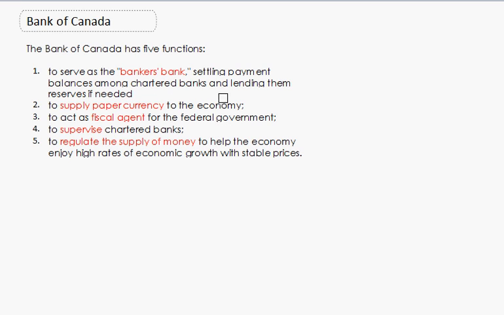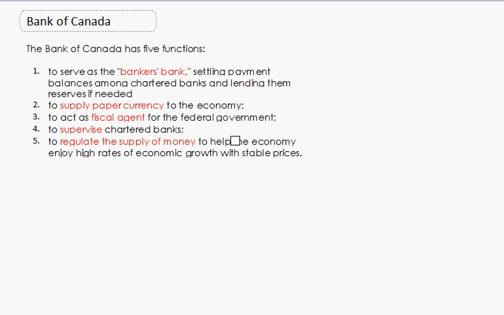The second is it supplies the currency in the economy, so it's responsible for that. Third, it's a fiscal agent for the government. What they really mean here is that it's a bank for the government. So the government has a deposit account there and it can take loans out.